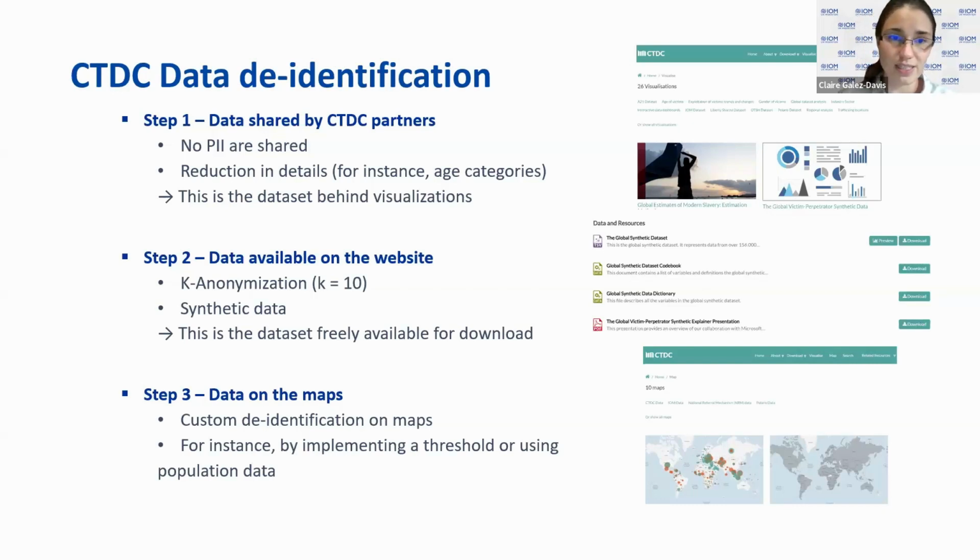There is also a reduction in details. For example, they don't share the age, but they share the age category. And this is what powers the visualizations. And then we put data sets online, as I've explained, with anonymization and synthetic data. And finally, on the map, if you navigate, you'll see that there is some custom de-identification, mostly with thresholds. So if you click on a small bubble, you might get the notification that we do not publish data for groups under 10 people.